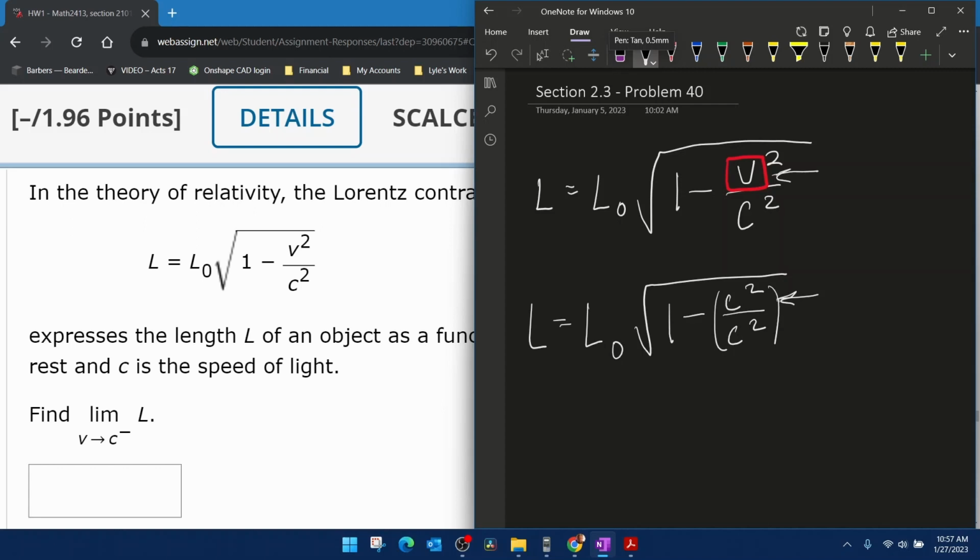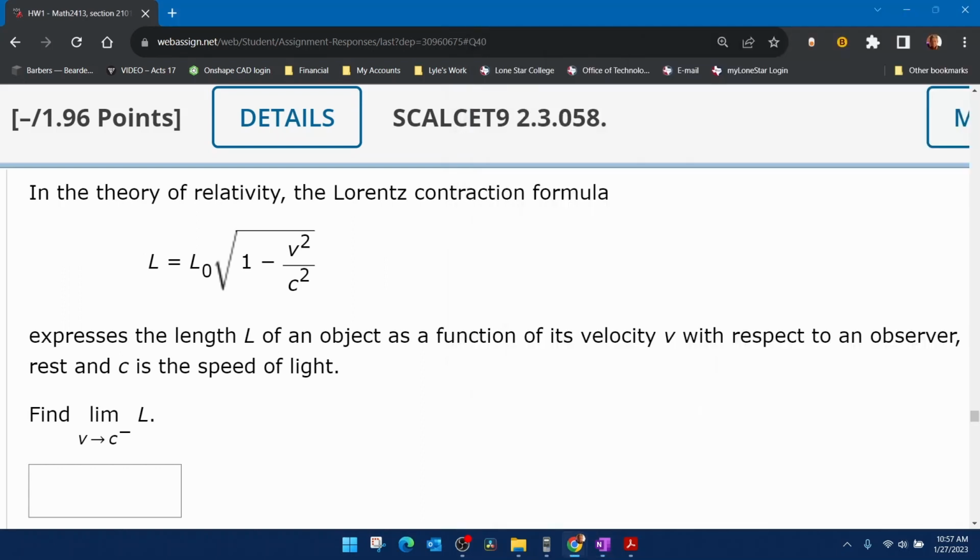And then what is anything divided by itself? Well, that's 1, which gives us the square root of 1 minus 1, which is 0. And the square root of 0 is 0. 0 times anything is 0. And we can see that L, which is the length of the object, approaches 0.